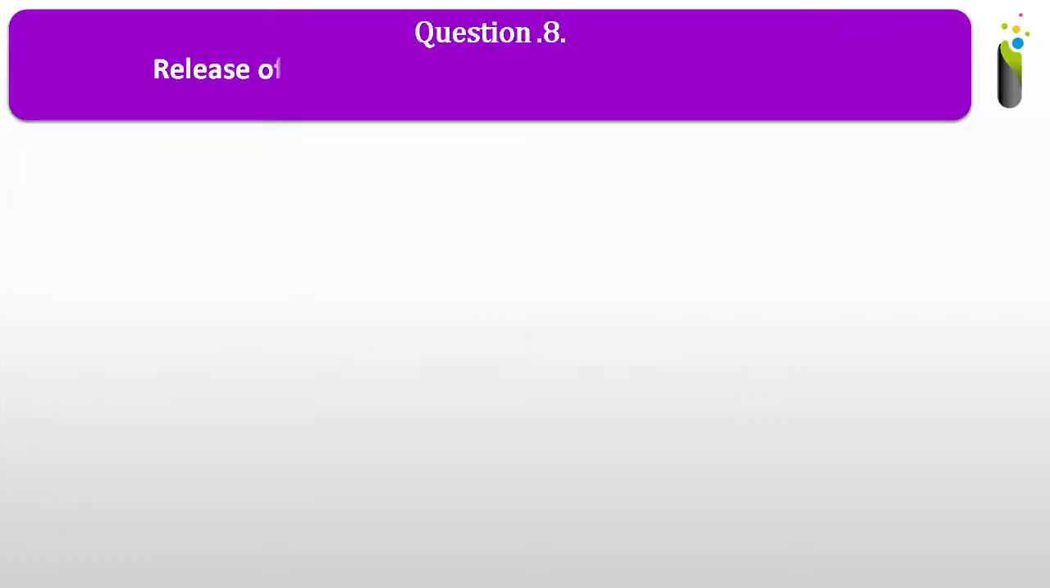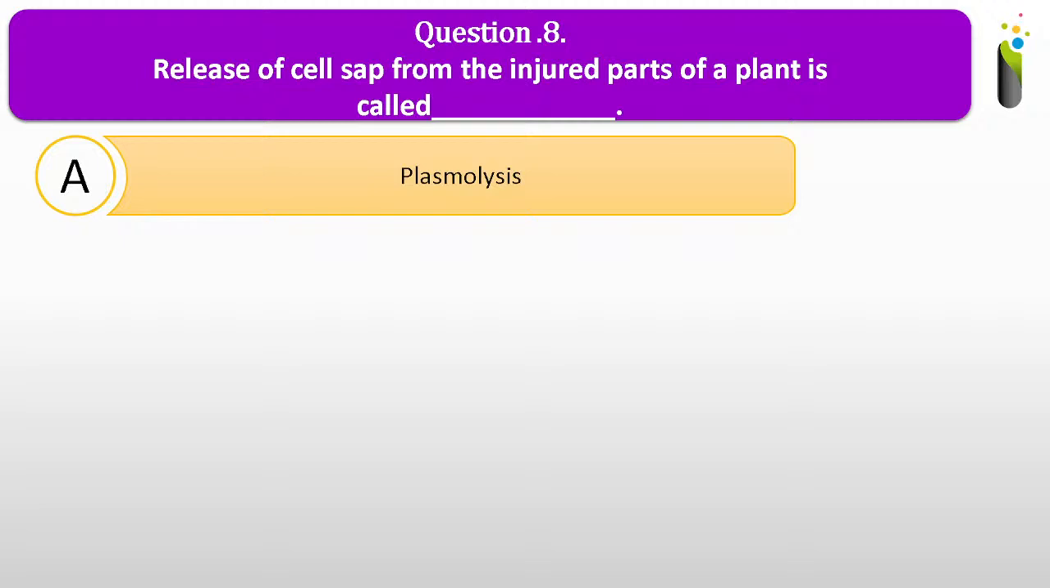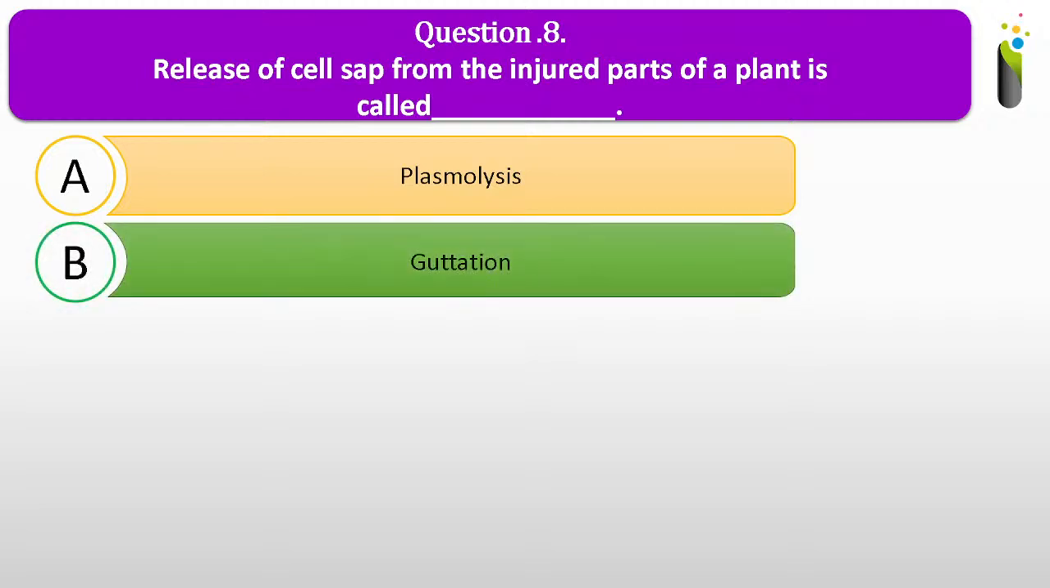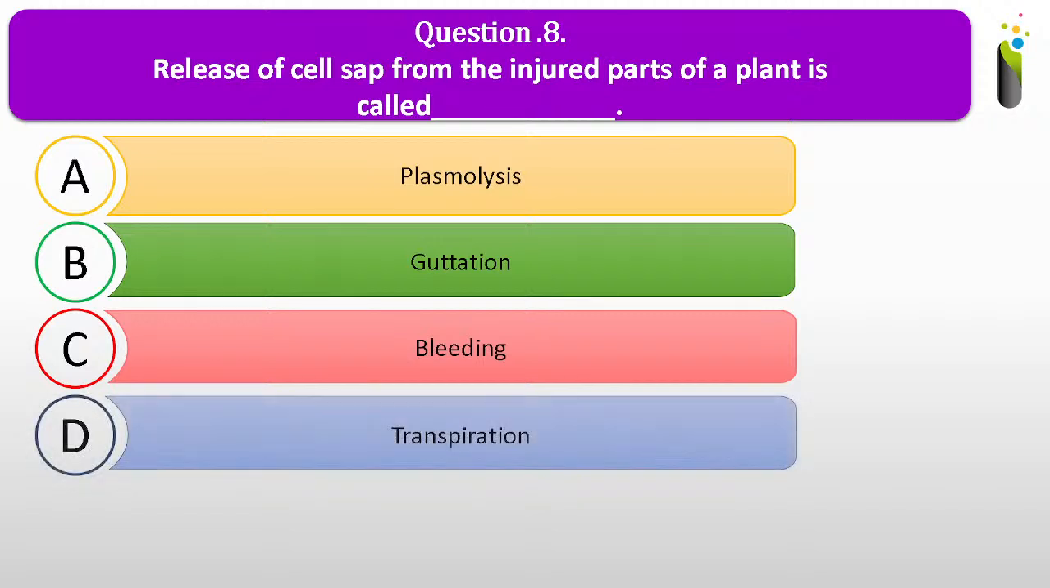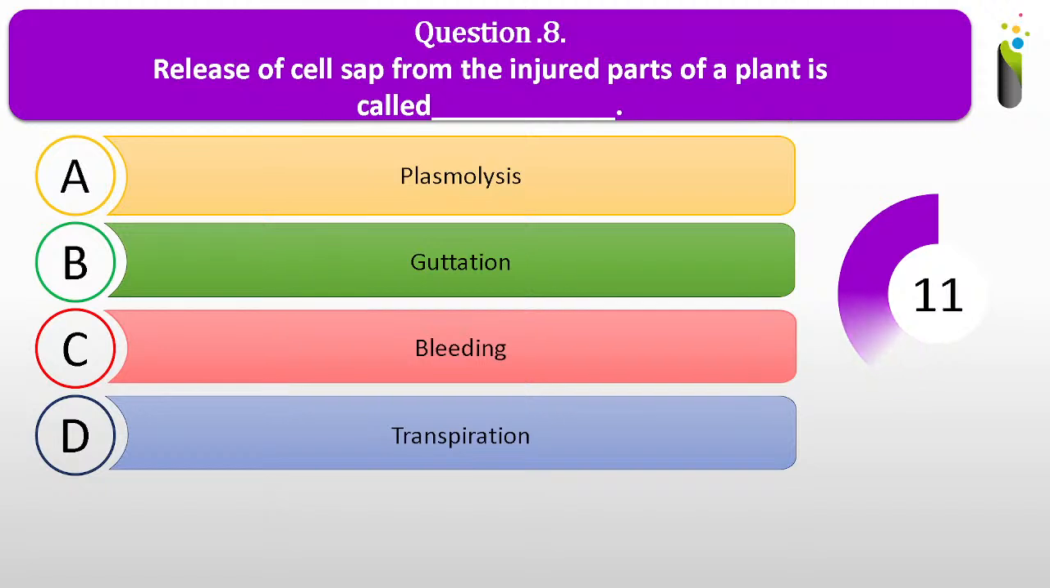Going ahead, question number 8. Release of cell sap from the injured parts of a plant is called as dash. A. Plasmolysis. B. Guttation. C. Bleeding. D. Transpiration. So answer fast for question number 8.